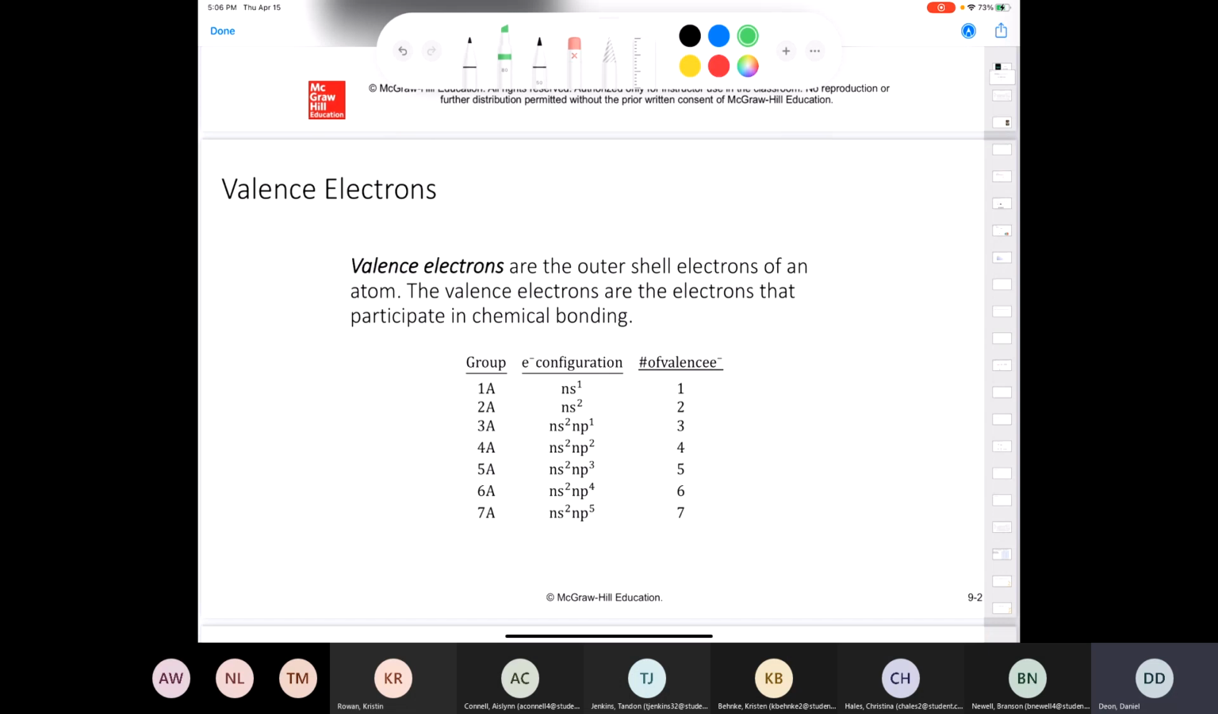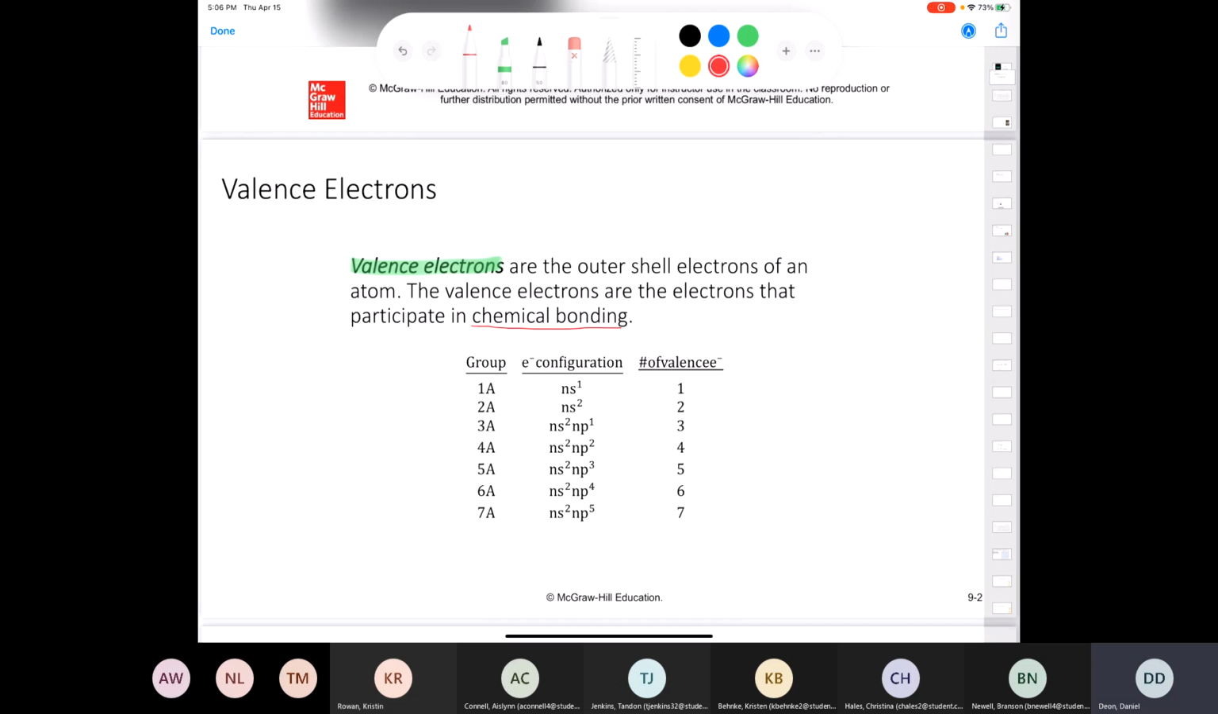Let's take a look at the definition of valence electrons. Valence electrons are outer shell electrons of an atom. The valence electrons are the electrons that participate in chemical bonding. And since the whole point of this chapter is to cover chemical bonding, before we can start talking about ionic bonds and covalent bonds, we have to understand valence electrons.